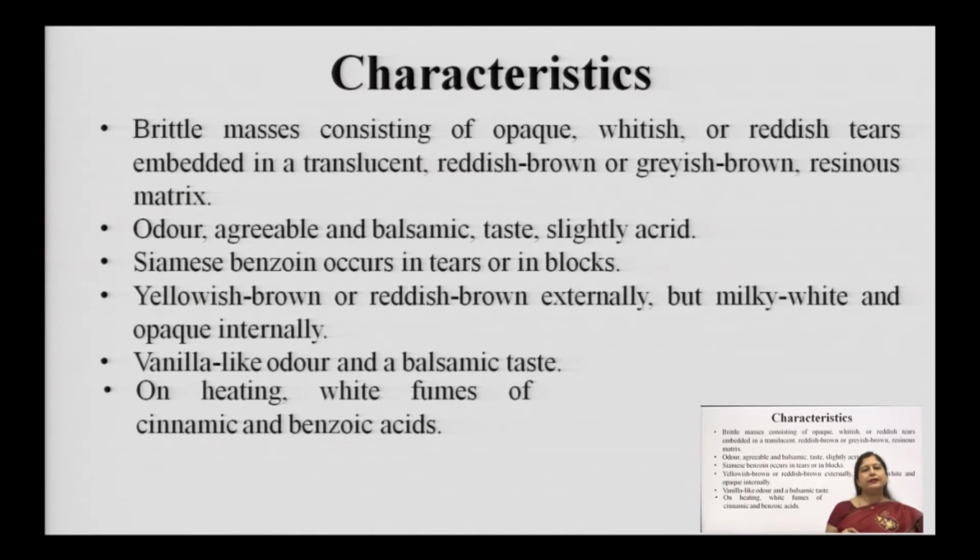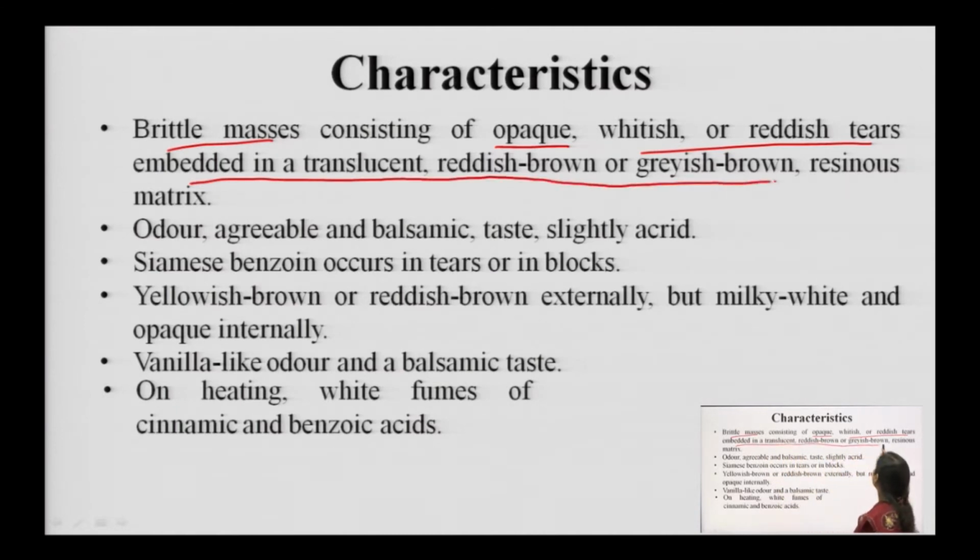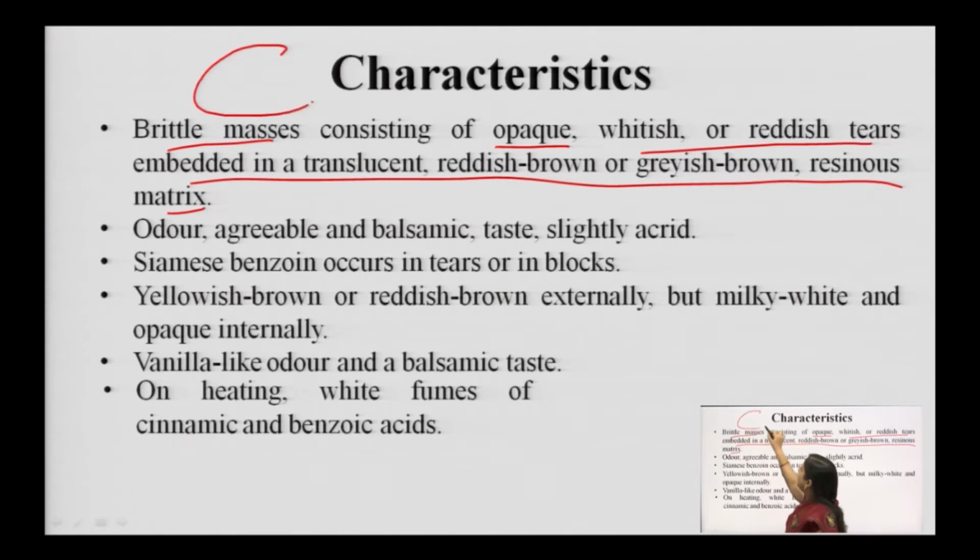Now, the characteristics: when this solid is produced, it becomes a brittle mass, breaks very easily, consisting of opaque, we cannot see through it, whitish or reddish tears embedded in a translucent reddish brown or greyish brown resinous matrix. It means that externally it is a translucent matrix.